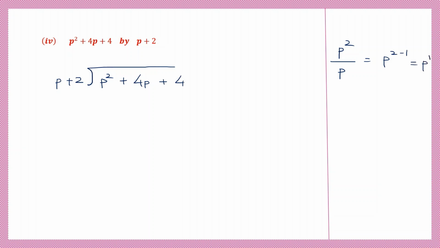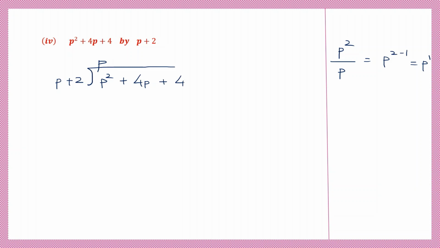Question 4, let's begin. So we write p square plus 4p plus 4 divided by p plus 2. So again, let's take the first term and divide it by the first term. So that is p square divided by the first term of the divisor, which is p. So this is p to the power of 2 minus 1, which is p to the power of 1, or simply p. So this is p.